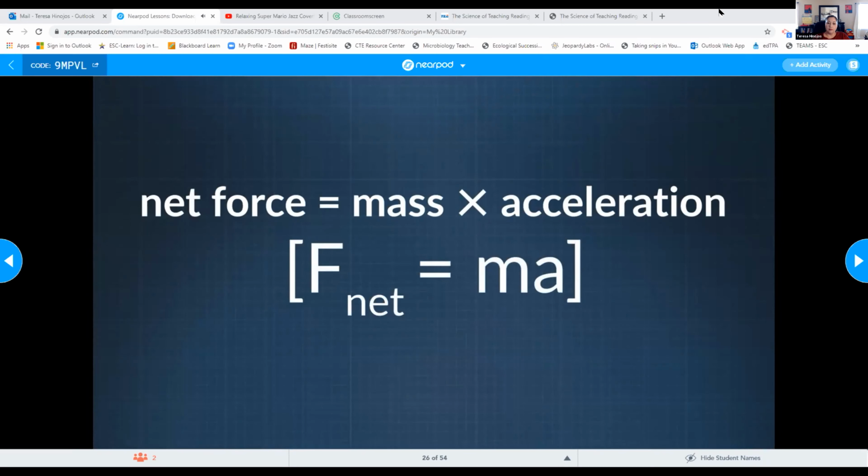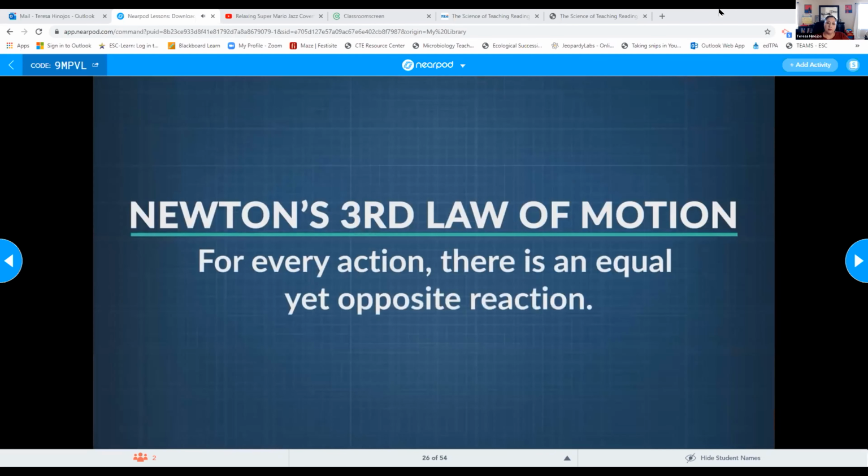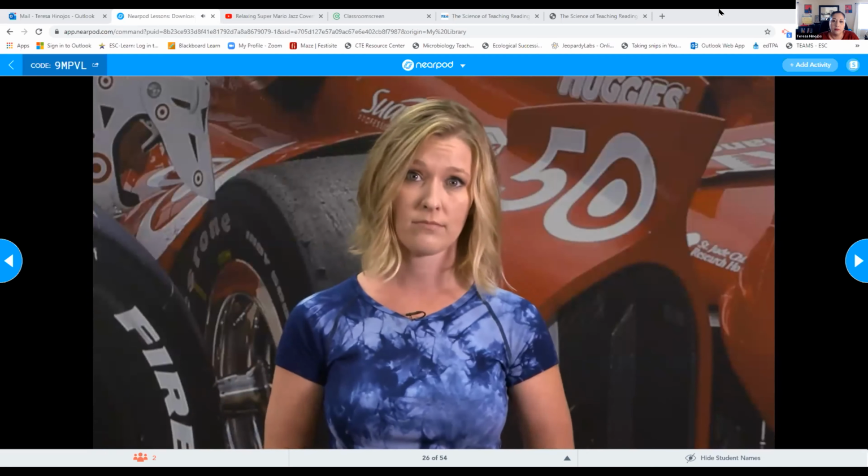Okay, so let's move on to Newton's third law of motion, which states, for every action, there's an equal yet opposite reaction. That means there are forces at work all around us that we often don't even think about and may even seem counterintuitive. Newton realized that forces work opposite of each other. For example, I walk and my foot pushes on the sidewalk. The sidewalk is pushing back up on my foot. If the sidewalk didn't push back, my foot would go right through the sidewalk.